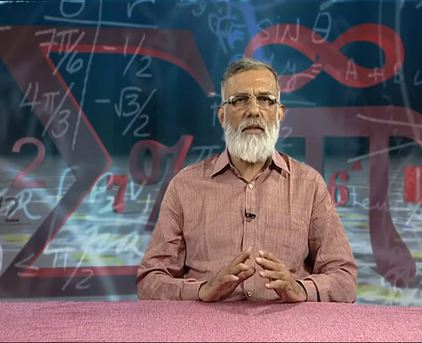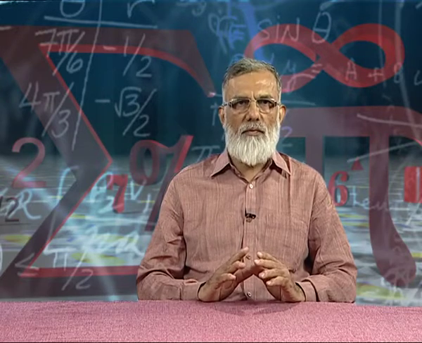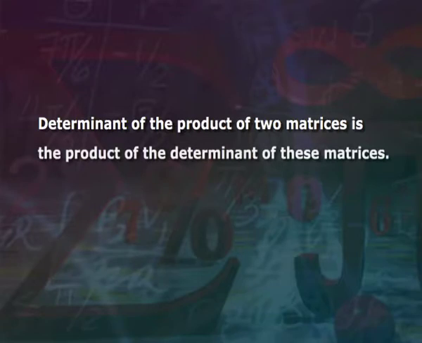If one uses properties number 3 and 4, one gets 5. The value of the determinant remains unaltered if a multiple of one row or column is added to corresponding elements of some other row or column. 6. Determinant of the product of two matrices is the product of the determinants of these matrices. That is, determinant AB is equal to determinant of A multiplied by determinant of B.